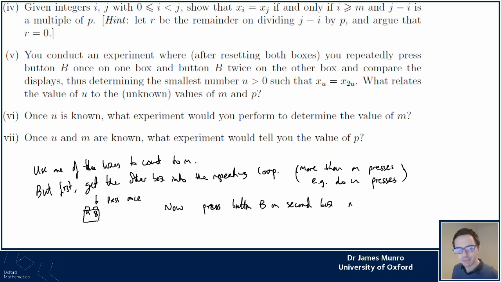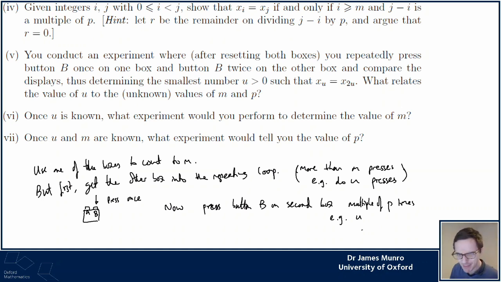I want to do it a multiple of P times, so that I know that I've gone all the way around. Ideally I'd just do it P times, but I don't know P yet. So I'm going to do it a multiple of P times. I know that U was a multiple of P from the previous part. So I could press the button on the second box U times, watching it go round and round the numbers.